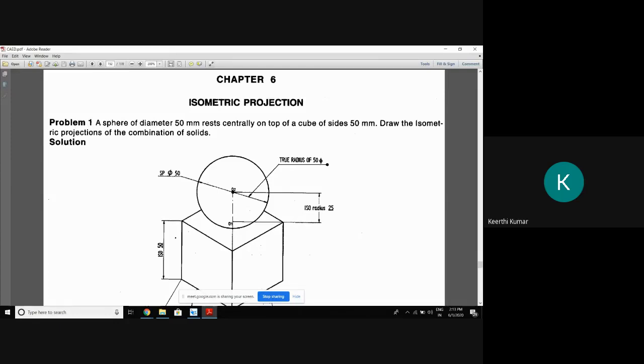A sphere of diameter 50 mm rests centrally on the top of a cube of side 50 mm. What is the diameter of the sphere? 50. What is the size of the cube? 50. So a 50 mm sphere is placed on a cube of 50 mm. Draw the isometric projection of the combination of solids.